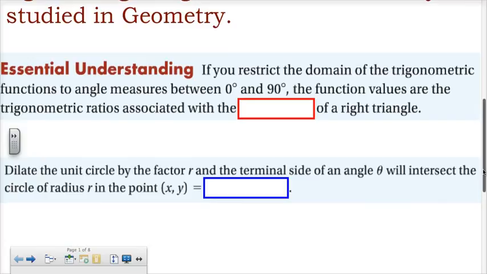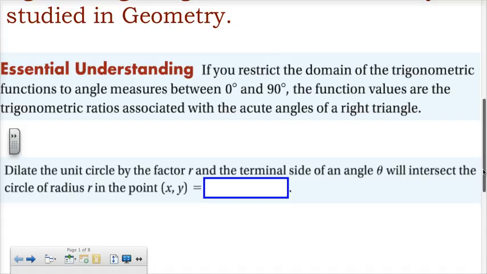So our essential understanding is, if you restrict the domain of the trigonometric functions to angle measures between 0 and 90 degrees, the function values are the trigonometric ratios associated with the acute angles of a right triangle. Because of course, if we go all the way to 90 degrees, we only have 90 degrees left for the other two angles, which would, by logic, make each one of those less than 90 degrees.